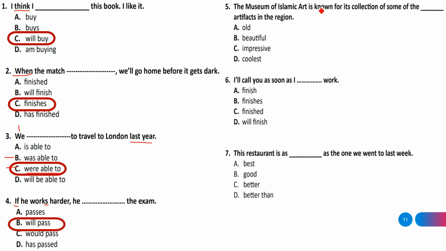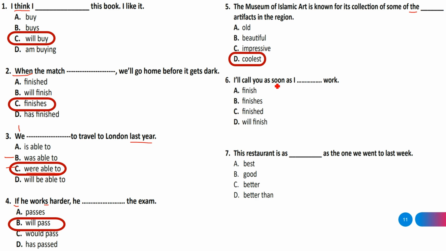Number 5. The Museum of Islamic Art is known for its collection of some of the artifacts in the. Using the before the blank بيعطيني المعنى إنه هذه superlative. وبالsuperlative form أنا إما بكتب the most أو بضيف للصفة إذا كانت قصيرة est. The coolest. الوحيدة اللي فيها est هي coolest. بينما في الباقي معنا لا est ولا most. فبالتالي إجابة D.